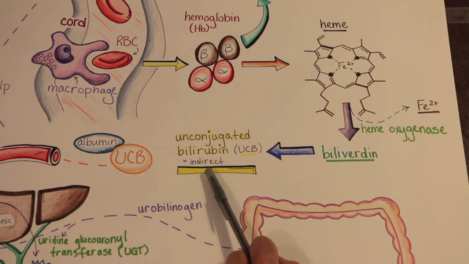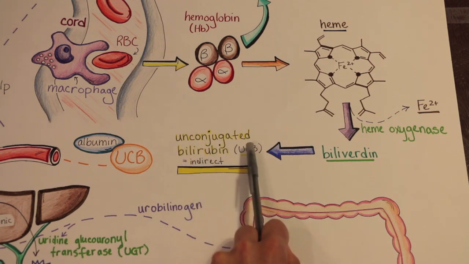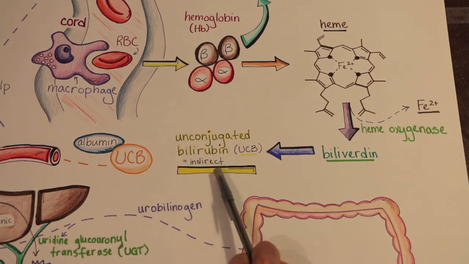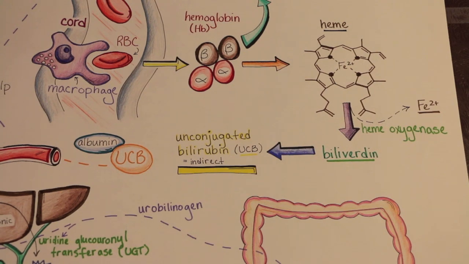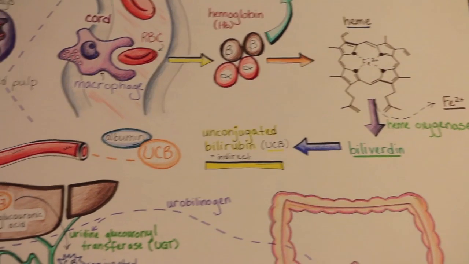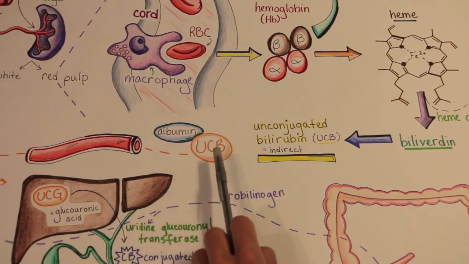Be sure to remember that unconjugated bilirubin is also referred to as indirect bilirubin, whereas conjugated bilirubin is direct bilirubin. This naming refers to the laboratory analysis of your serum bilirubin, and those different terms can be interchanged. So unconjugated bilirubin is released from splenic macrophages out into the serum.